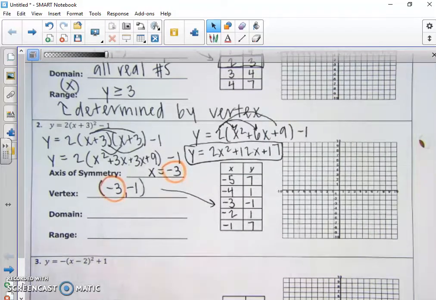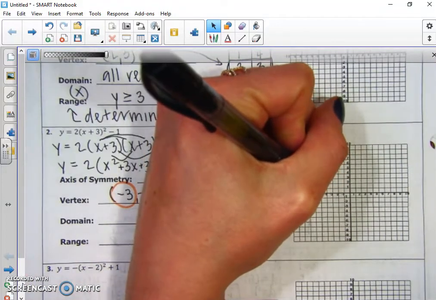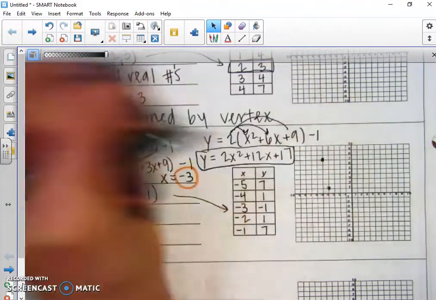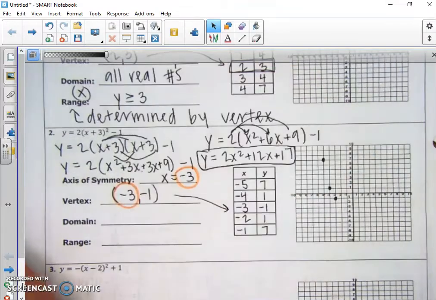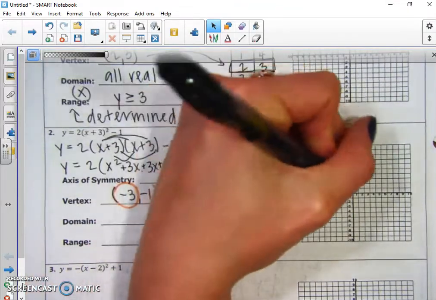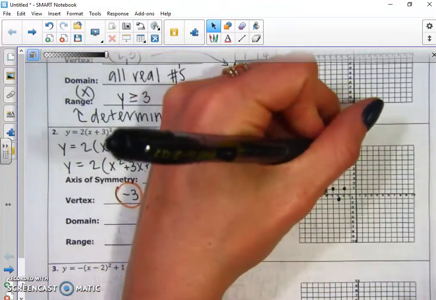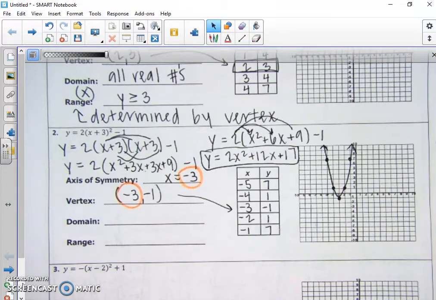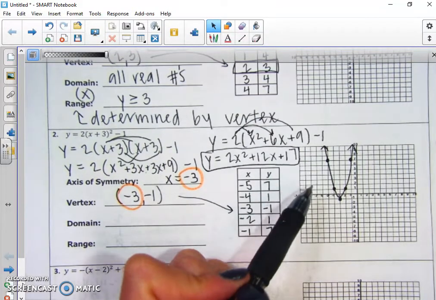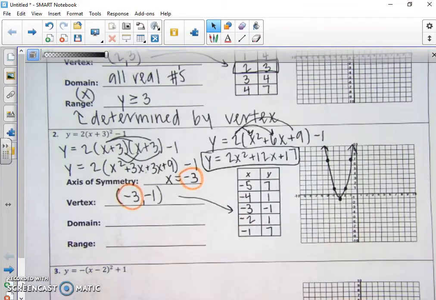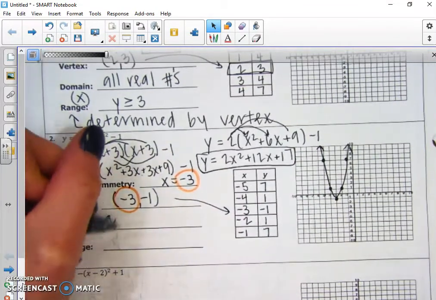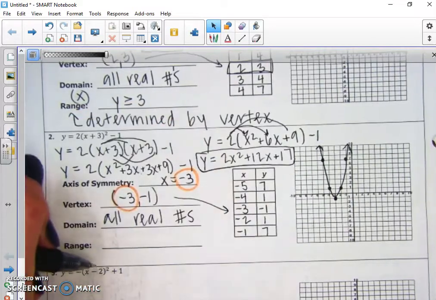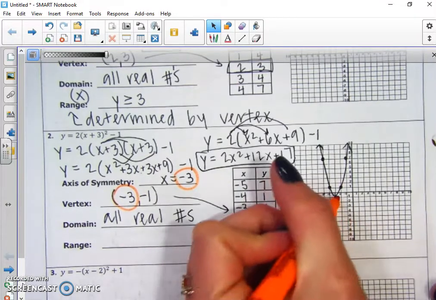Okay, let's plot them. Awesome, so there's our graph. Domain: it's continuing to the left forever and to the right forever, just like all the other parabolas we've had. It's going to be all real numbers. Range, look at your vertex. There's our vertex.